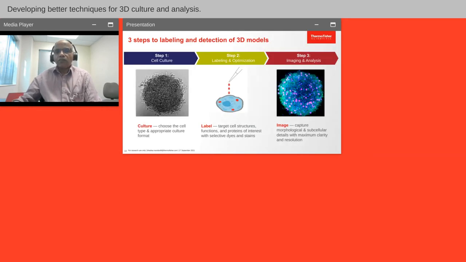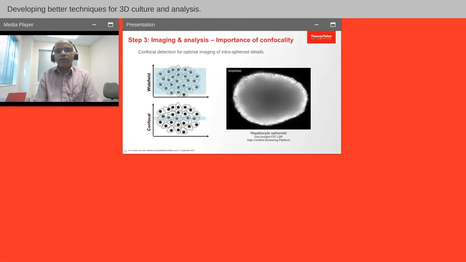Again, the last step in labeling and detection is using our microscopes and then some other tricks to efficiently measure these spheroids. Here is an example using a wide field microscope. When you use a wide field microscope, the light is dispersed, so you don't see very clear delineation of cells, especially when you use thick tissue samples or spheroids or organoids.